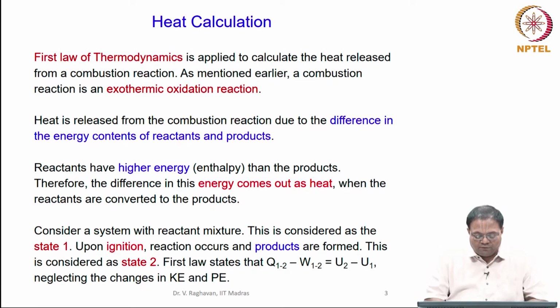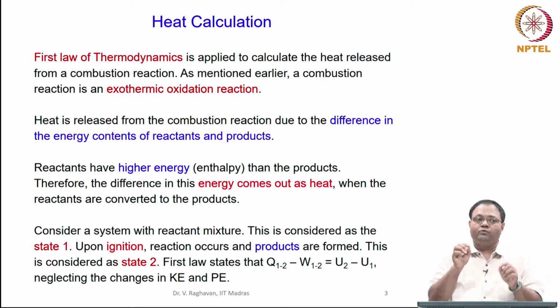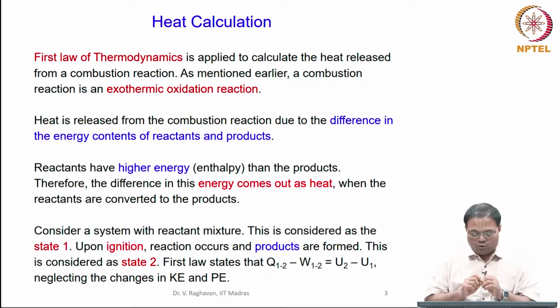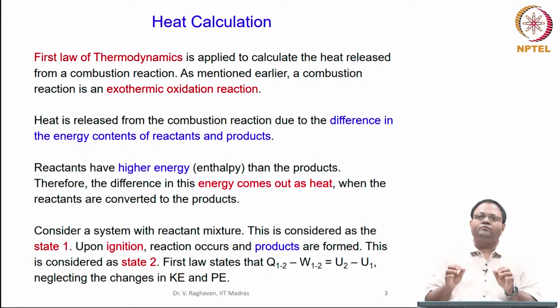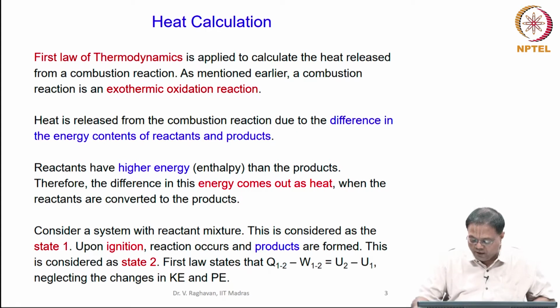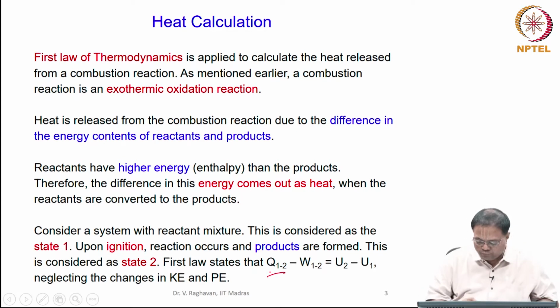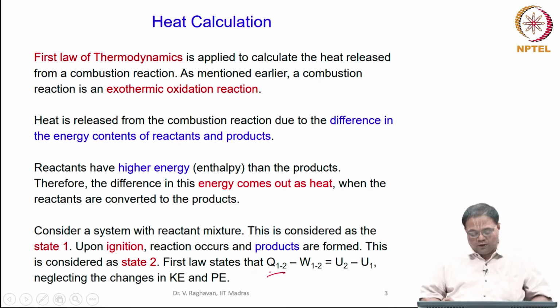Now if you apply the first law of thermodynamics between these two states, the initial state is state 1, the reactant state, and the final state is state 2, the product state, so 1 to 2. During this process, the heat interaction between the system and the surroundings is labeled as Q12. Q12 is the heat interaction when this change of state from 1 to 2 occurs. Similarly, there may be some work interaction, defined as W1 to 2.